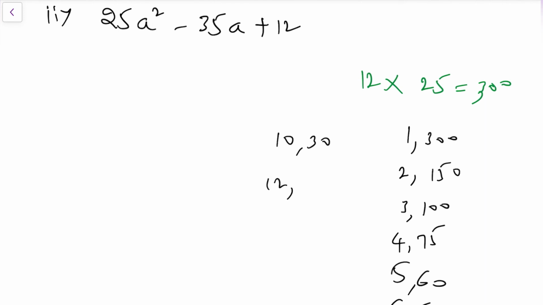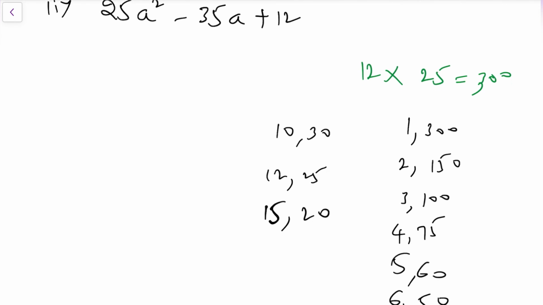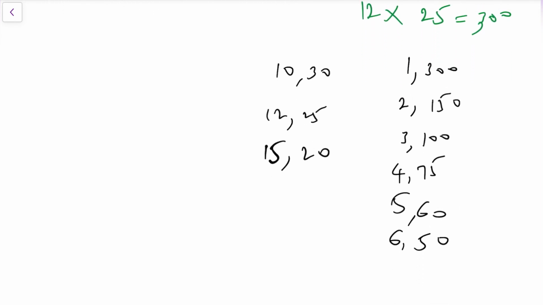Then 12 25s. Oh sorry, already 12 into 25 we wrote, right? I forgot that. Next 13 table, it won't come. Then 14 table it won't come. 15 table it will come, that is 15 20s. Now from here onwards it will be in reverse. 20 15s, 25 12s, 30 10s, 50 6s, 60 5s, 75 4s, 100 3s, 150 2s, 300 1s.